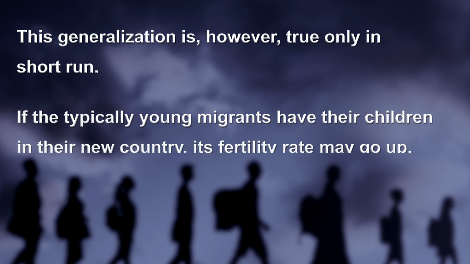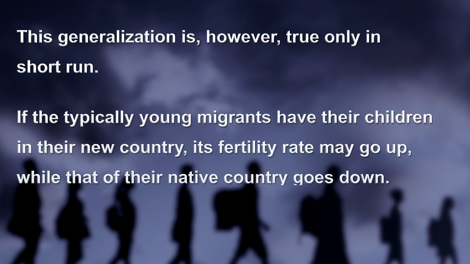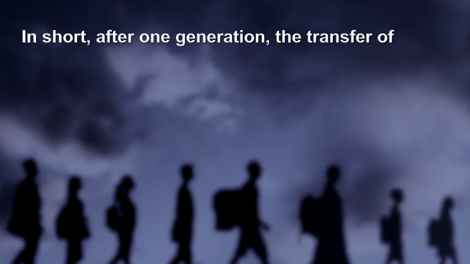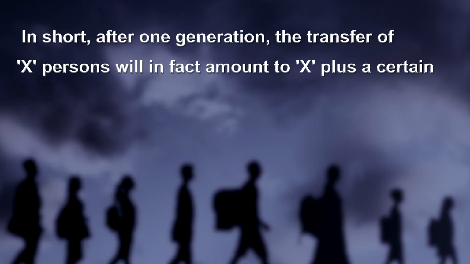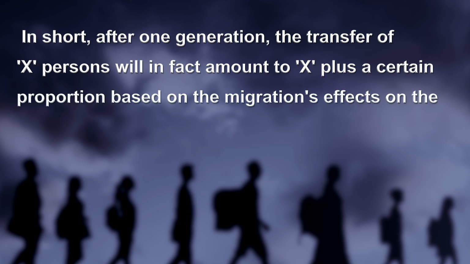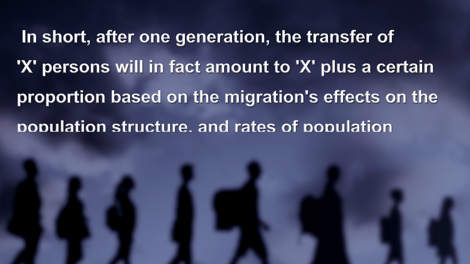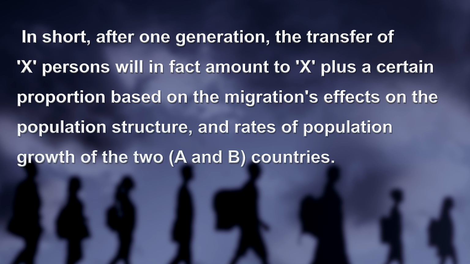If the typically young migrants have their children in their new country, its fertility rate may go up, while that of their native country goes down. Since the remaining population of country A will then be older on average, its death rate may go up while that of country B goes down. In short, after one generation, the transfer of X persons will in fact amount to X plus a certain proportion based on the migration effects on the population structure and rates of population growth of the two countries, A and B. Thus, the population structure, sex composition and workforce of both the countries' regions will be substantially affected.